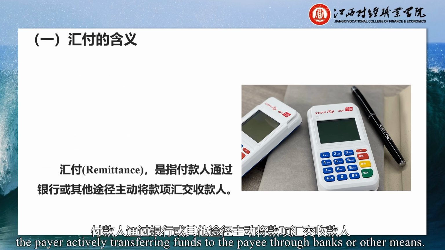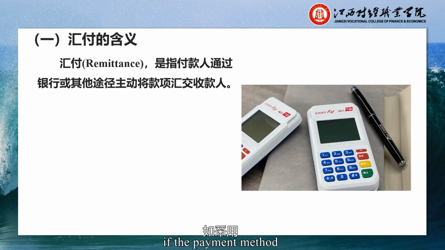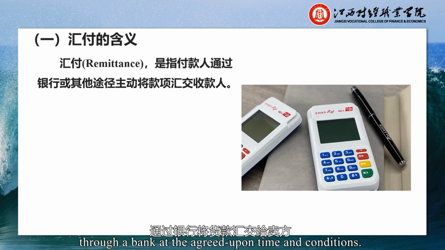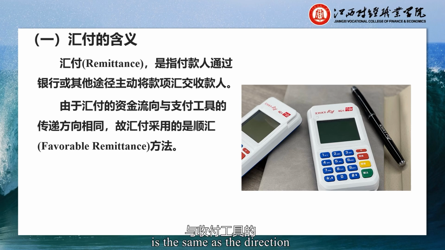Remittance refers to the payer actively transferring funds to the payee through banks or other means. In international trade, if the payment method is remittance, it usually involves the buyer transferring the agreed upon amount to the seller through a bank at the agreed upon time and conditions. Since the flow of funds in remittance is the same as the direction of the payment instrument, remittance uses a method known as favorable remittance.